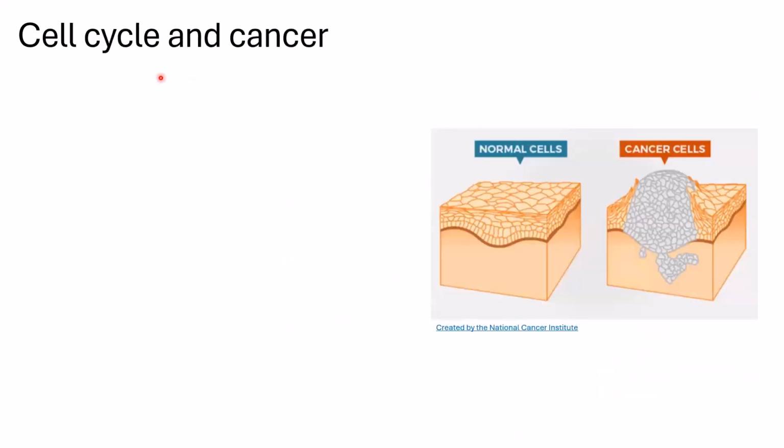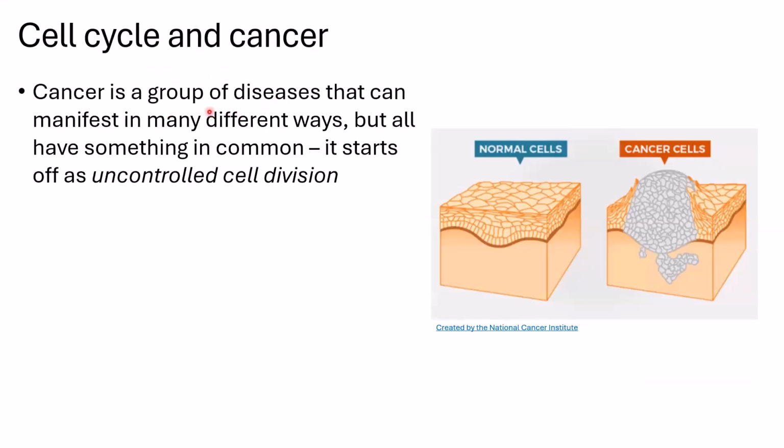Cancer is a disease that can develop when cell cycle progression goes wrong. There are many forms of cancer, but what they all have in common is that they begin with uncontrolled cell division. This image shows tissue containing normal cells on the left and cancer cells drawn in gray on the right. There is a big bulge and many more cells crowded into the region. Some of the cells are also breaking through this barrier so that they can travel to other parts of the body.